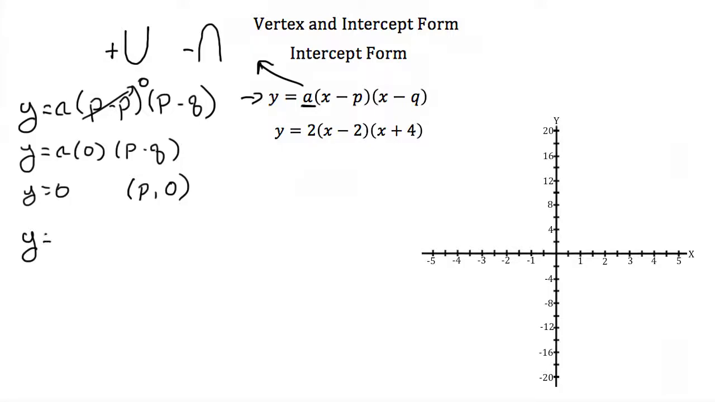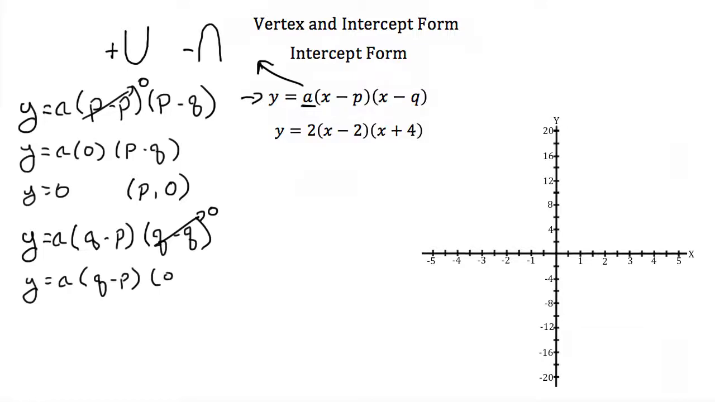Same thing if I plugged in q. I'd have y is equal to a times (q minus p) times (q minus q). Well, q minus q is 0. So if I have y is equal to a times (q minus p) times 0, anything times 0 is equal to 0. So then you have the point (q, 0). So that means p and q are x-intercepts because their y-coordinate is 0.